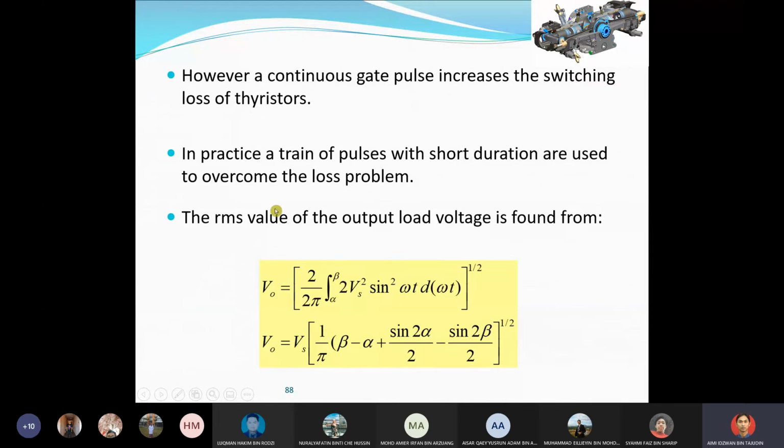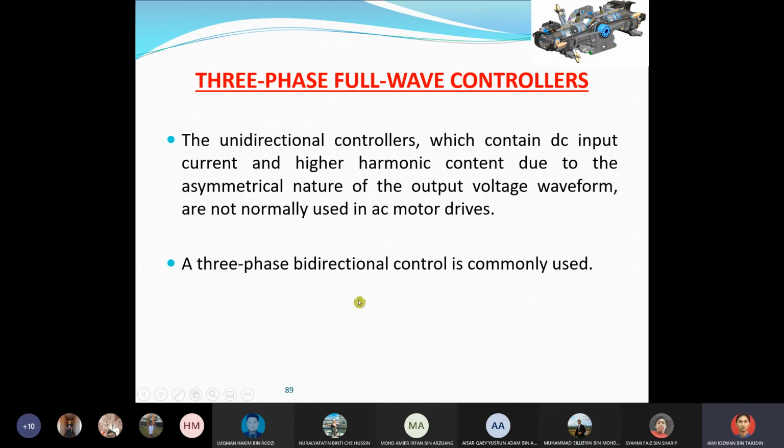Okay, so this is the equation lah. This is the final equation that we have for the load that consists of some inductive load. Okay, dia ada beta di sini lah. Okay, kita akan pergi kepada 3 phase.